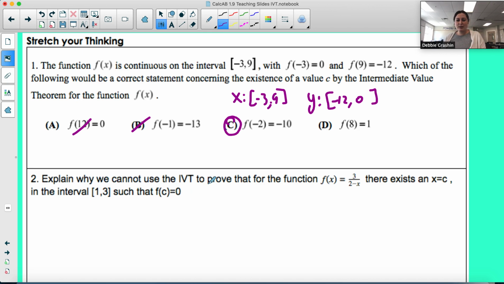Explain why we cannot use the intermediate value theorem to prove that for this function there exists a c on the interval from 1 to 3, such that f of c is 0. Well, remember, for the intermediate value theorem to be true, the function must be continuous on that interval. But if you remember, a function is not continuous when the denominator equals 0. 2 minus x equals 0 when x equals 2. So 2 is in between 1 and 3, which means the function is not continuous on the interval from 1 to 3, and therefore the intermediate value theorem does not apply.